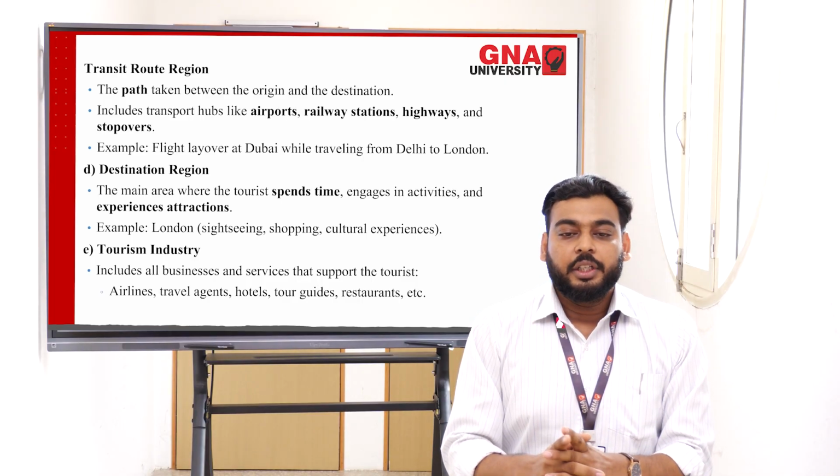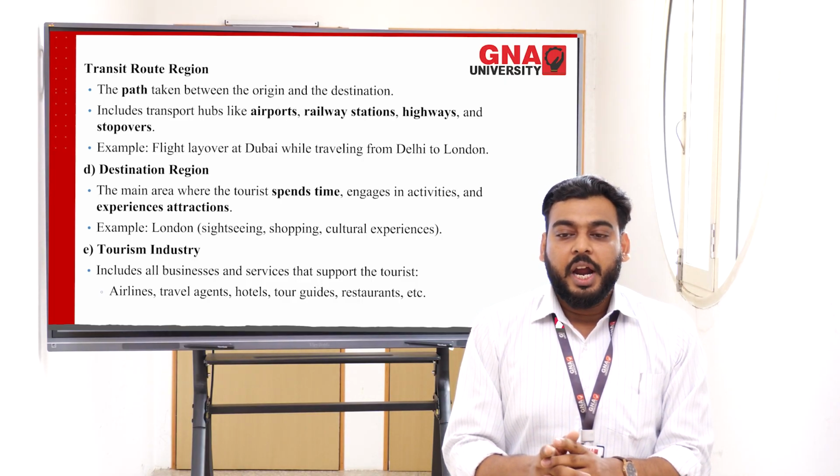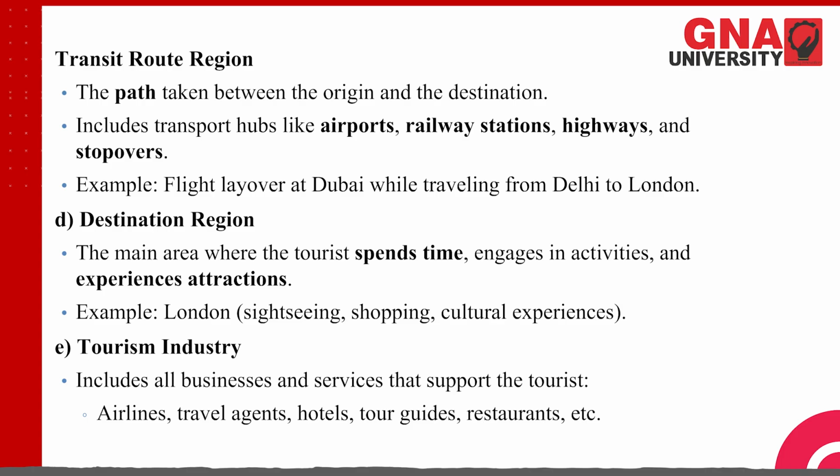Transit route region, the path taken between the origin and destination, including transport hubs like airports, railway stations, highways and stopovers. For example, a flight layover at Dubai while traveling from Delhi to London. Destination region, the main area where tourists spend time and engage in activities, the experience and attractions. Tourism industry includes all businesses and services that support the tourist: airlines, travel agents, hotels, tour guides and restaurants.